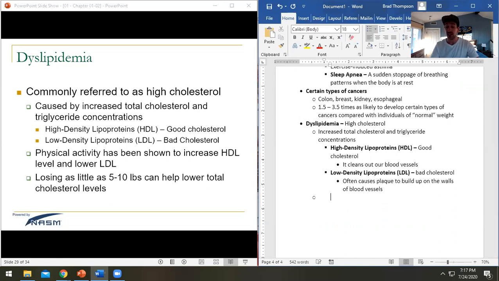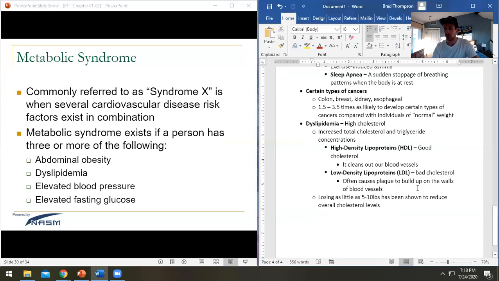And what we've seen, and I love this, is that losing as little as 5 to 10 pounds has been shown to reduce overall cholesterol levels. That's amazing, right? That's a very small percentage. That can be done in 5 to 10 weeks for a lot of people, and it can reduce your risk for certain types of diseases.